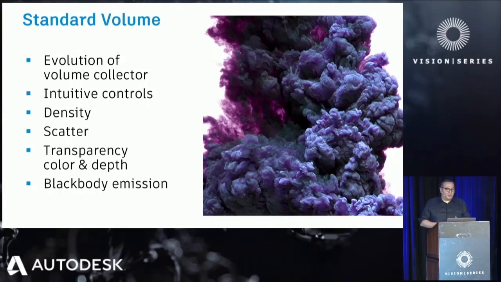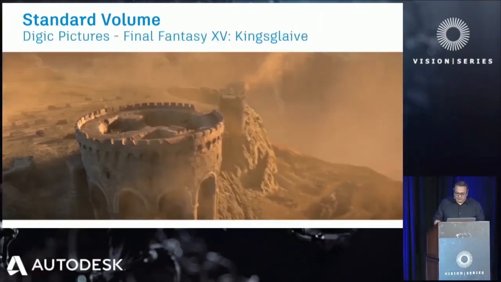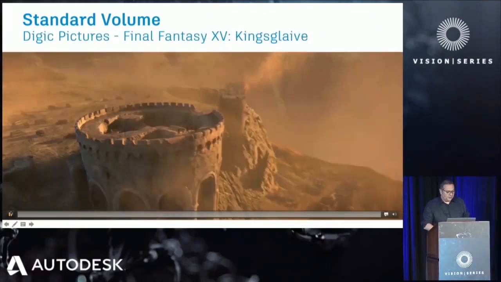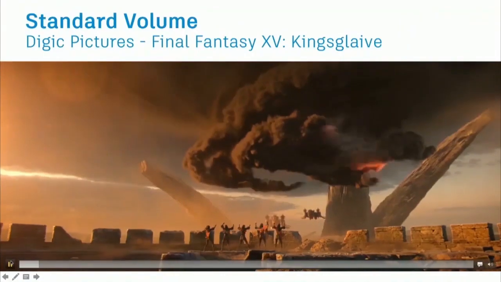Also, the transparency color now is really the color that results and not the color that is absorbed, and that's more intuitive for artists. And if you have a temperature field in your volume VDB, you can do a blackbody emission to do fire or pyro. So here's an example.